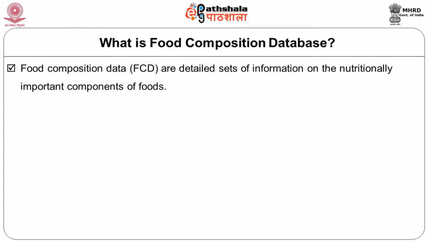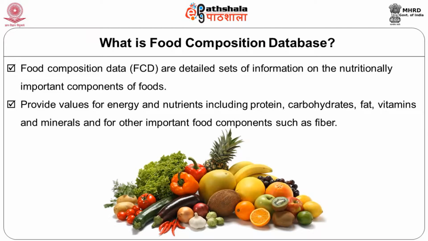Food composition data are detailed sets of information on the nutritionally important components of foods and provide values for energy and nutrients including protein, carbohydrates, fat, vitamins and minerals, and for other important food components such as fiber. Earlier people used to talk about the crude fiber, now it is obsolete. Now the modern concept of the fiber is dietary fiber. The data are presented in food composition databases. This is all about the food composition database.